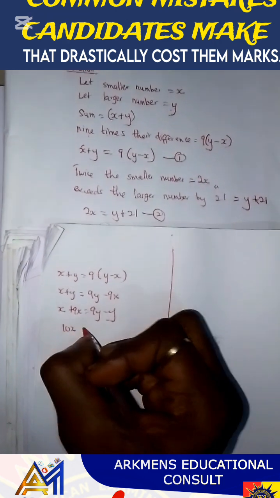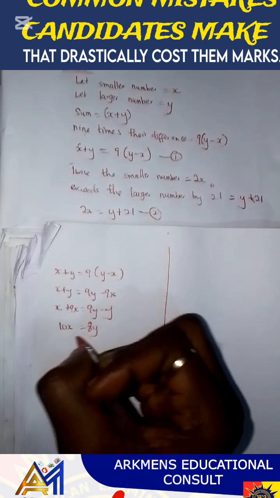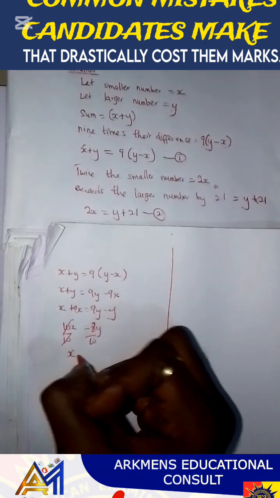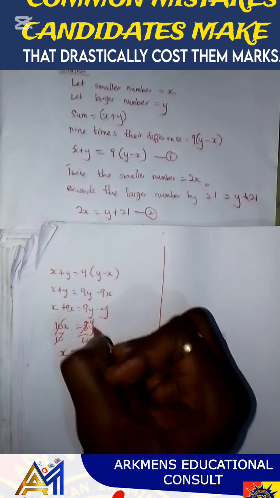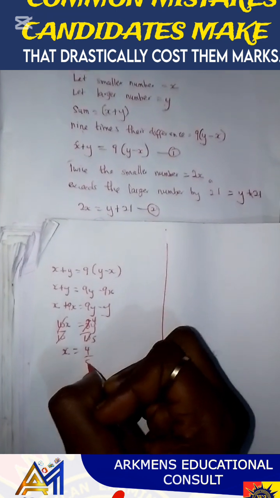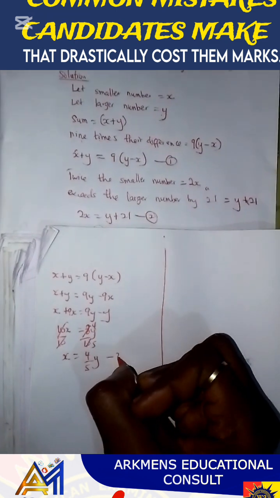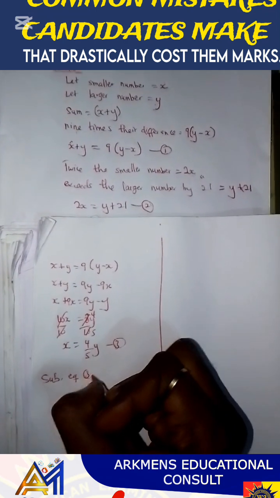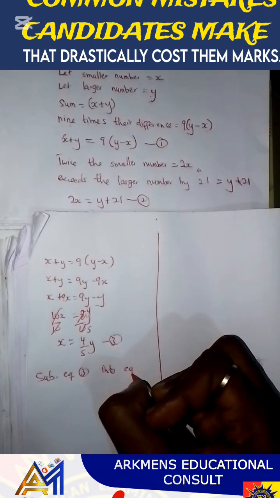So 10x is equal to 8y. Then we divide both sides by 10 to get our x. So x will give us what? 2 goes here 4 times, 2 goes here 5 times. So 4 over 5 y. There was y here, and it becomes our equation 3. So you are going to substitute our equation 3 into equation 2.